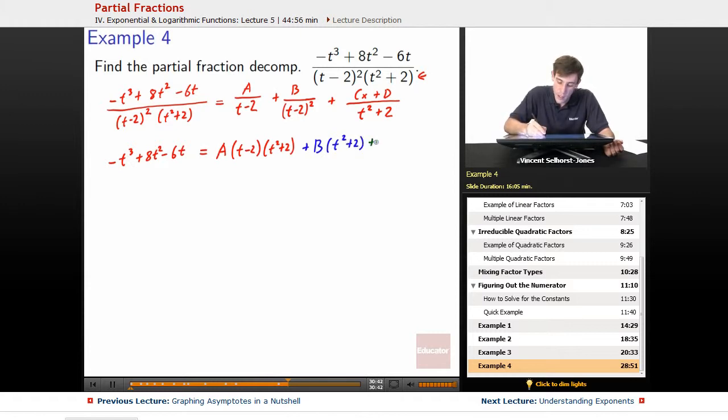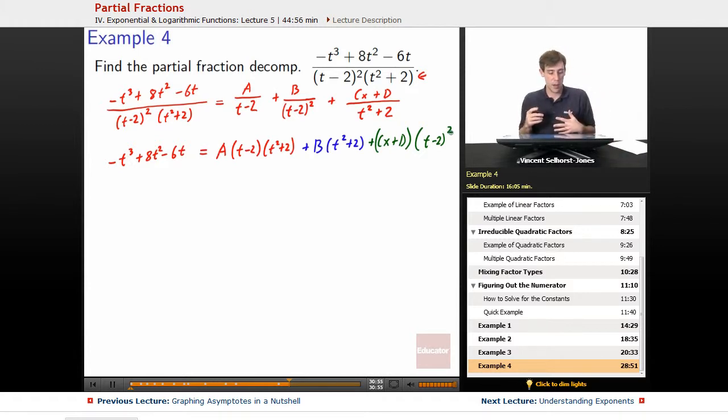And then finally, plus cx plus d, and it's going to have to go in parentheses because it got hit by another entire thing, and it's going to get t minus 2 squared, but it did cancel out the t squared plus 2 that hit it because it had that in its denominator. So at this point, we want to start simplifying things out.